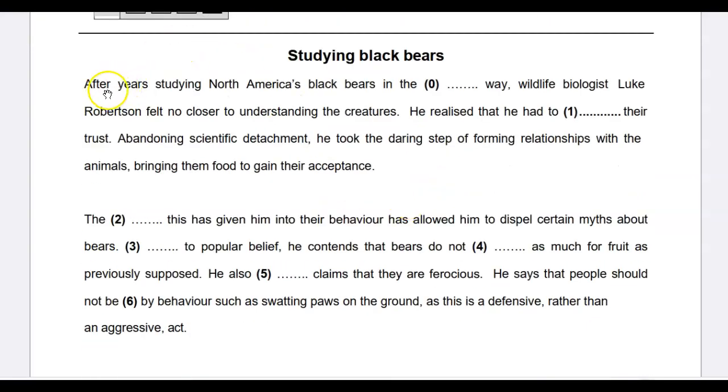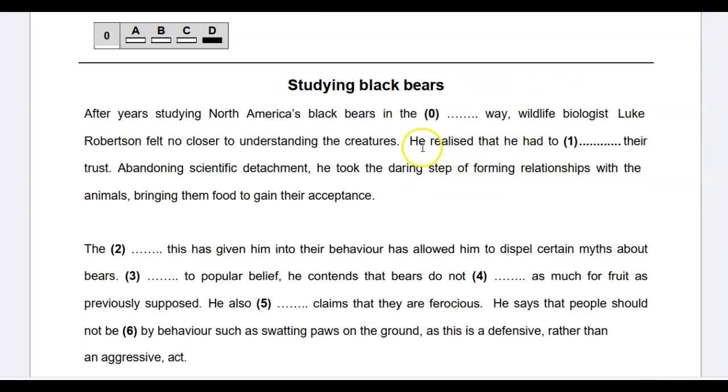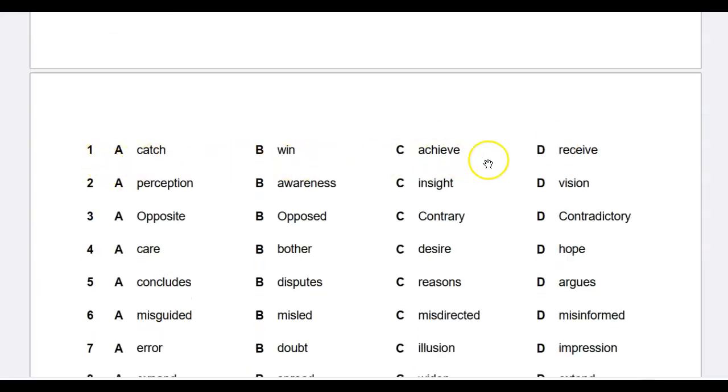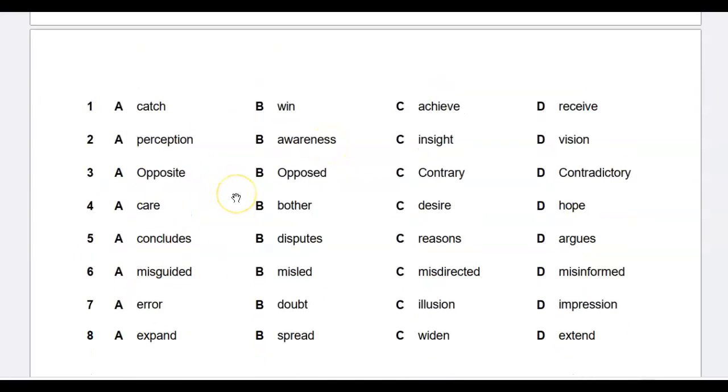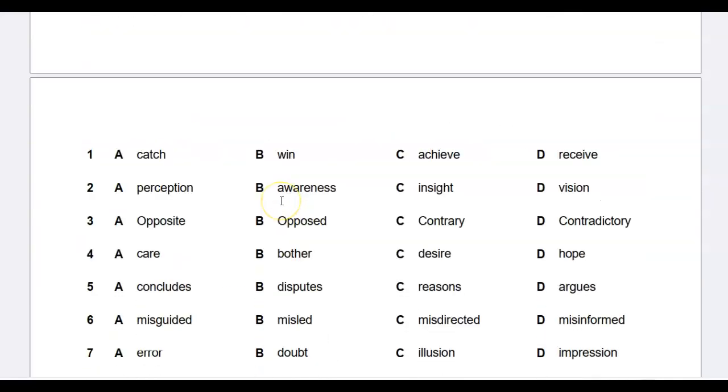Then after years studying North American free verse in the, this is the example, in the conventional, so the correct answer is the conventional. He realized that he had to, number 1, here we have the options. We have 4 options. You are going to choose one of those 4 options. The same with the rest of the options and the rest of the answers. Okay, so this is the first part.